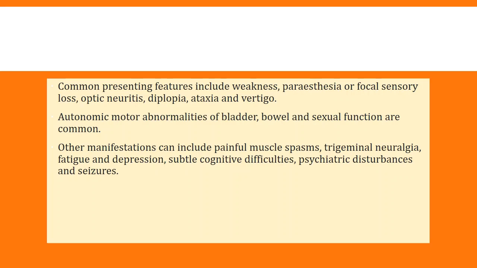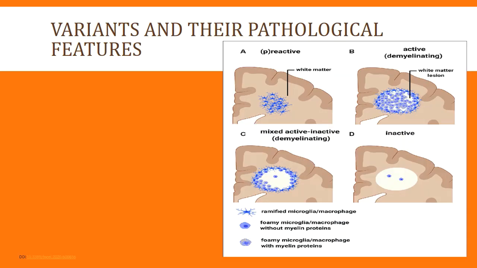So what are the common presenting features? The common presenting features include weakness, paresthesia, focal neurological deficits, diplopia, optic neuritis, ataxia, vertigo, autonomic motor abnormalities of the bladder, bowel, sexual dysfunctions. There may also be painful muscle spasms, trigeminal neuralgia, fatigue, depression, subtle cognitive difficulties, psychiatric disturbances, seizures, etc. Now, the basic pathological feature that is implicated in multiple sclerosis is the characteristic plaque, right?